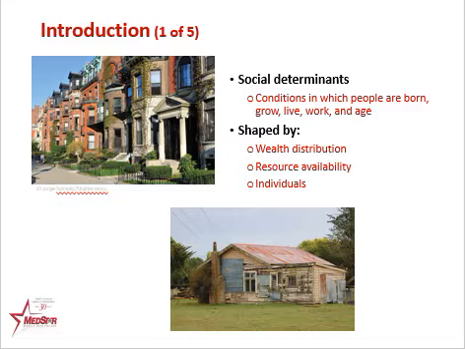The World Health Organization defines social determinants of health as the conditions in which people are born, in which people grow, the conditions in which they live, their work, and their age. And further, these determinants are shaped by the wealth distribution of populations, the resources that are and are not available to them, and the individuals in a community.